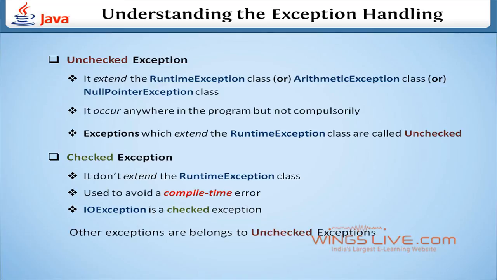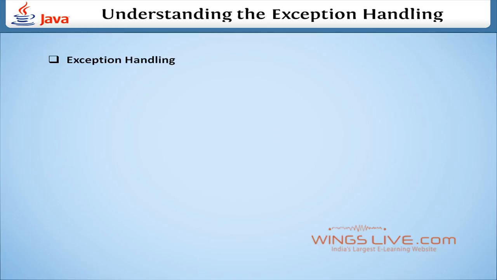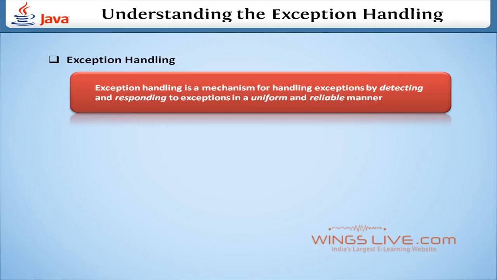Now let's discuss exception handling. Exception handling is a mechanism for handling exceptions by detecting and responding to exceptions in a uniform and reliable manner. In Java, this is known as catching an exception.